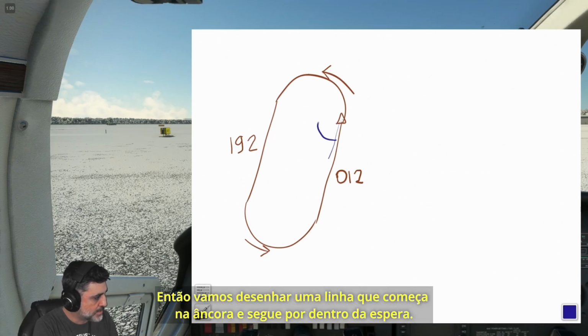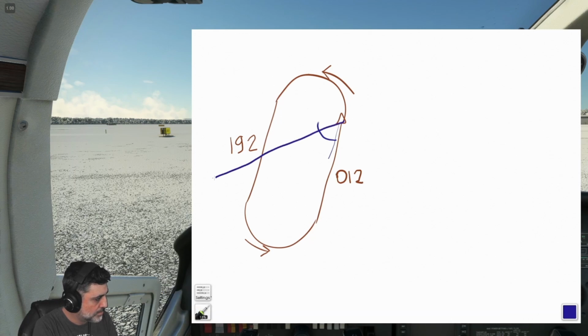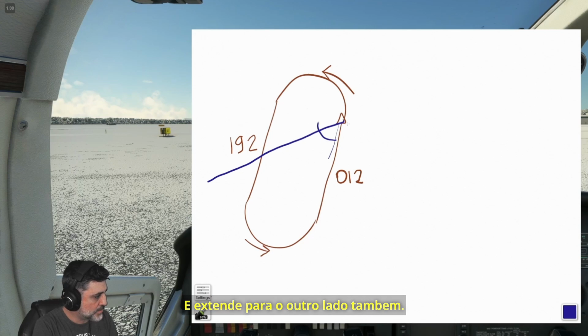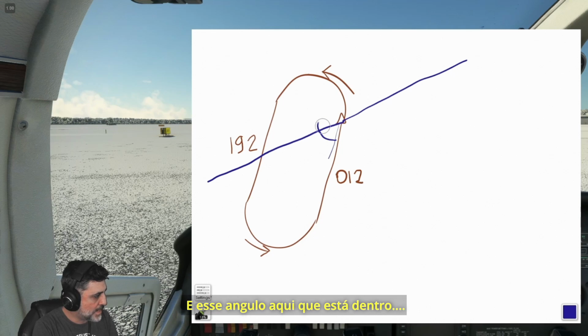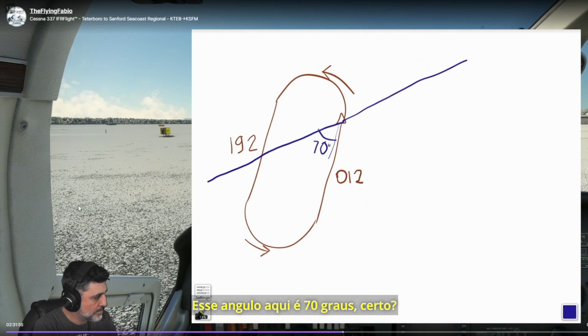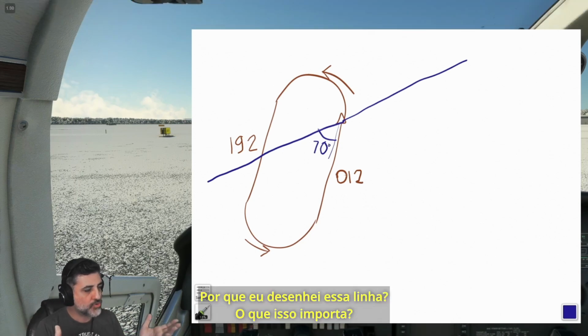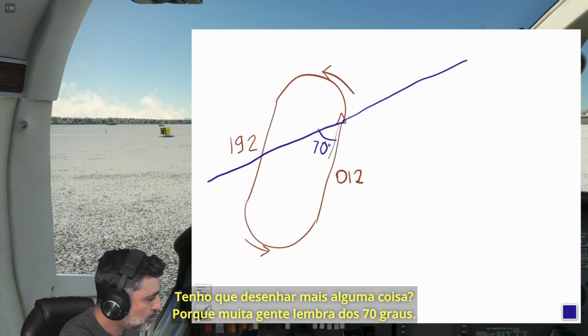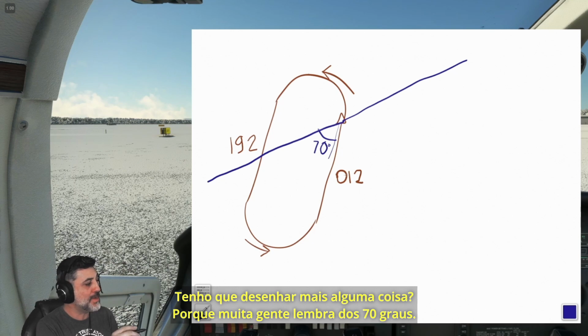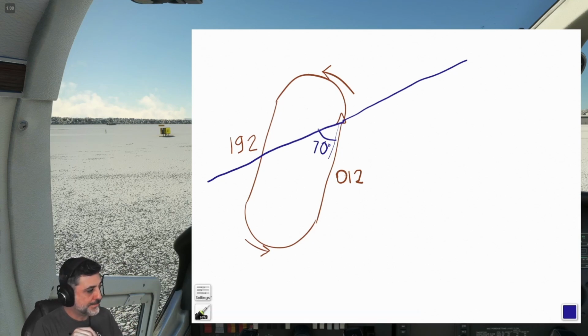So I'm going to draw a line that starts at the anchor and it's to the inside of the hold, and extend it to the other side too. And then this angle here, which is only inside, right? This angle here is 70 degrees, right? Why did I draw that line? Why does that line matter? Do I have to draw anything else? Because I bet that a bunch of people remembered the 70 degrees, right?